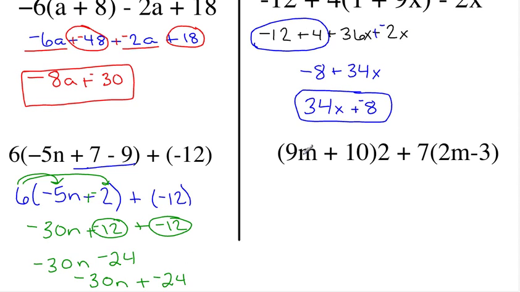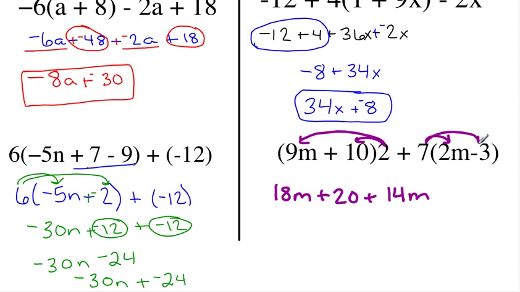Last but not least, let's go over this problem here. Notice this has 2 distributing properties in there, and that's okay to have 2. This one starts at the back, so we'll take 2 times 9m. 2 times 9 is 18, so I have 18m. 2 times a positive 10 is a positive 20. Now that solves this. Here I'm going to add to that, because this is adding, 7 times 2m, so 14m, and 7 times a negative 3, which is negative 21.